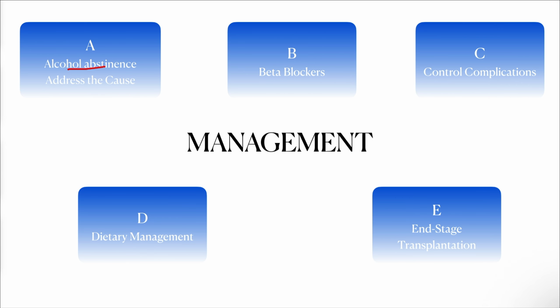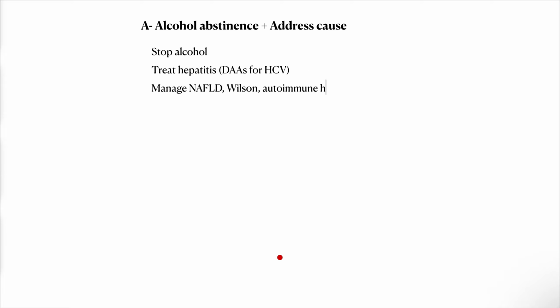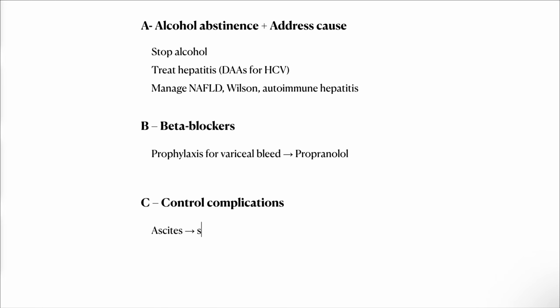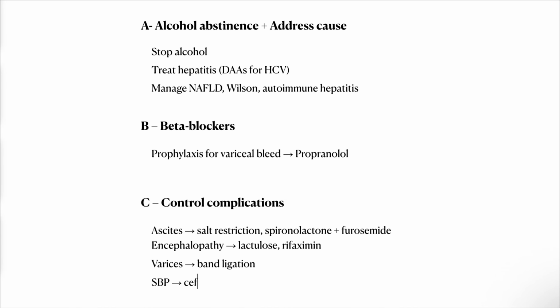So A is alcohol abstinence, because we know the most common cause is alcohol. So obviously you have to stop it and you have to address the cause. B is beta blocker, C is to control complications, D is dietary management, and E is end stage, where you have to plan transplantation. So individually, A, alcohol abstinence, and you have to address the cause. What cause are we addressing here? We are treating the hepatitis, and we are managing the NAFLD, Wilson, and autoimmune hepatitis.